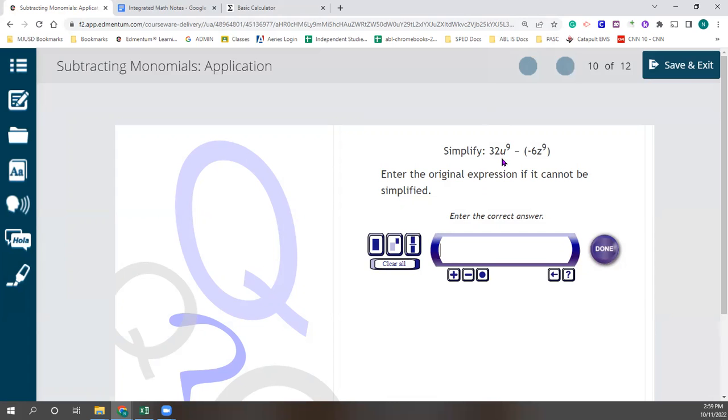Simplify 32u9 minus negative 6z9. Oh, the exponents are the same, but the variables are not. We cannot simplify this expression, so we simply write it down as it was.